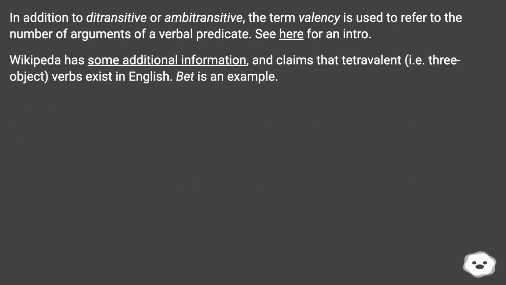In addition to ditransitive or ambitransitive, the term valency is used to refer to the number of arguments of a verbal predicate. See here for an intro. Wikipedia has some additional information and claims that tetravalent, i.e. three object, verbs exist in English. Bet is an example.